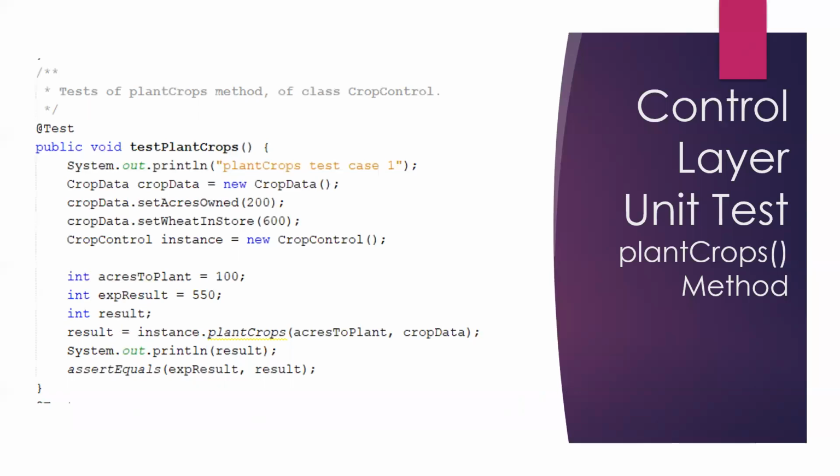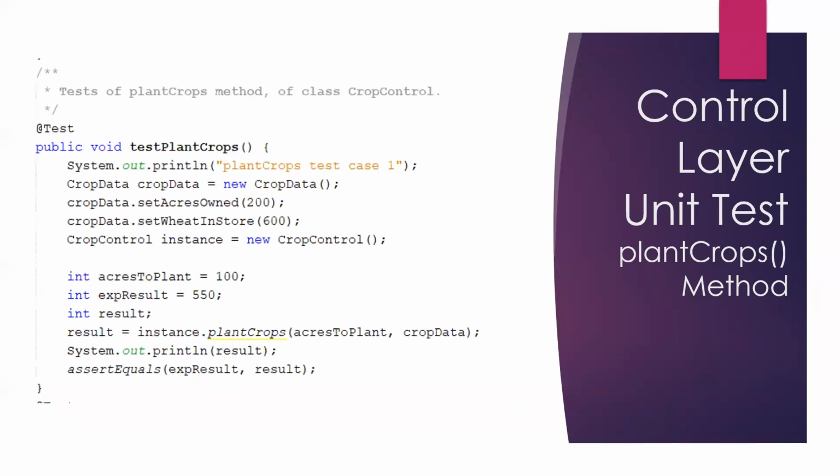Then we're creating an instance of a crop data object, and we call it crop data. Next, we are assigning a value of 200 to the set acres owned method from the crop data object, and a value of 600 to set wheat in store from the crop data object. Next, we're creating an instance of a crop control, and we call it instance.